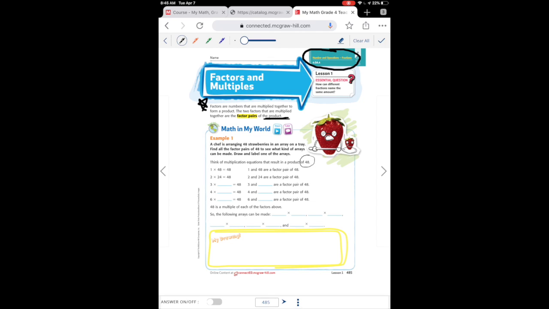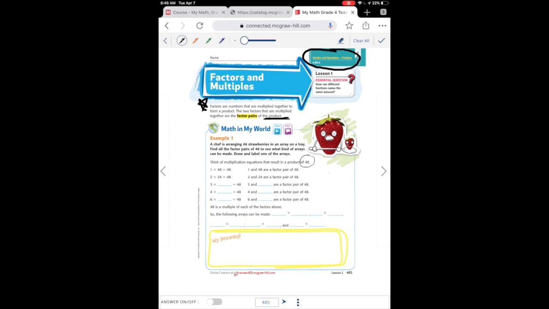So there are a couple ways you can do this. If you have your multiplication chart, you can look at that. You can skip count, okay? But you need to figure out 3 times what number equals 48. Or you could work backwards and divide 48 by 3. Let's do that off to the side.